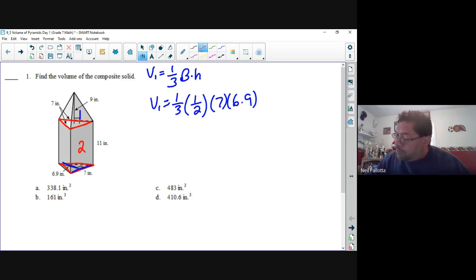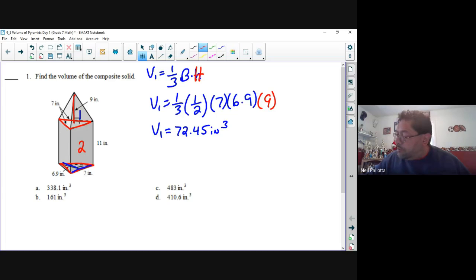And then we have to multiply by this h here. And this h here is the height of the pyramid. And the height of that pyramid is 9. So we're multiplying 1/3 times 1/2 times 7 times 6.9 times 9. The volume 1 is going to be equal to 72.45, and those are cubic inches.